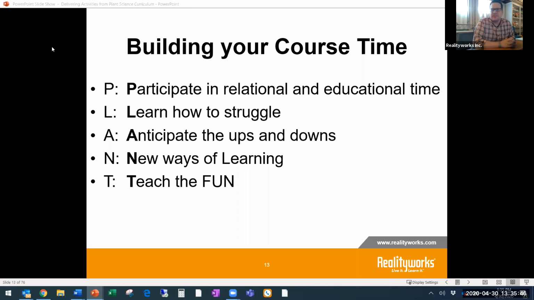And the first one is the P, and that is participate in relational educational time. One of the things that I've been seeing and hearing and reading a lot about is that educational time is important. But in this time, one of the things that we also have to look for is the relational time of our students. We don't get to see them every single day, all day long, in the passing periods of the hallway and study halls or different prep times and things of that nature. We see them very little.